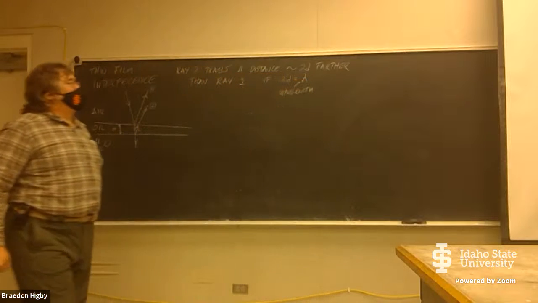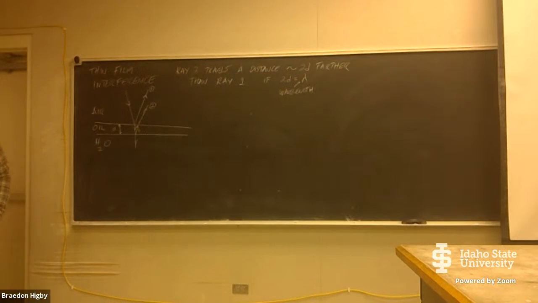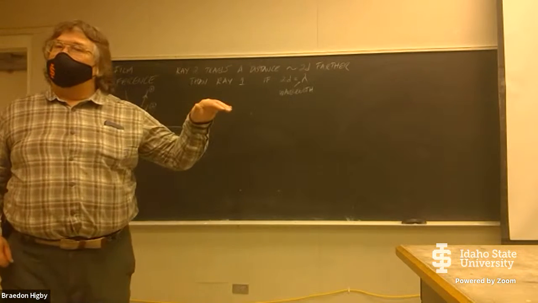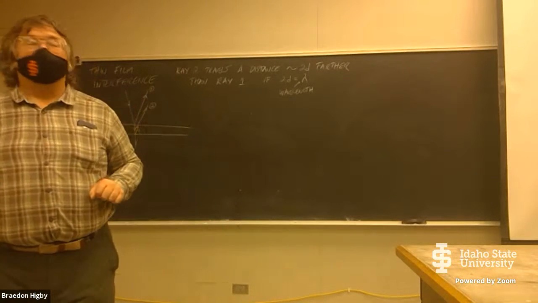lambda is a symbol we've been using for wavelength, if you remember our discussion of waves earlier, like with sound. If that path difference, 2D, is equal to a wavelength, well, you're going to have constructive interference.